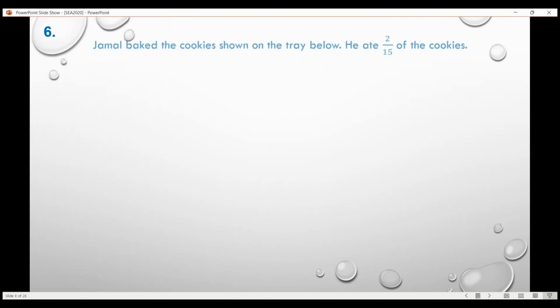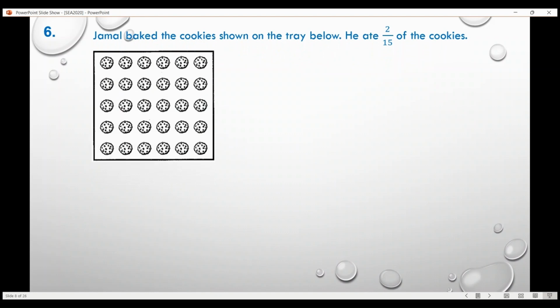Number 6. Jamal baked the cookies shown on the tray below. He ate 2/15 of the cookies. How many cookies did he eat? So if we look at the tray, we can count them. Coming downwards 1, 2, 3, 4, 5 cookies, and another column of 5 cookies, that's 10, and another one 15, 20, 25, 30. So there are 6 in each row, and there are 5 rows. So 5 sixes are 30 cookies.